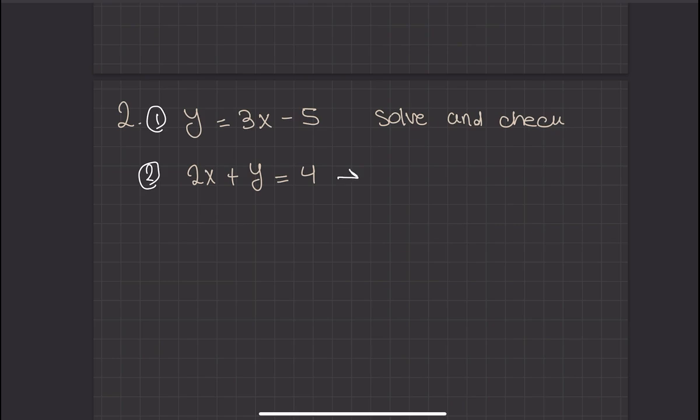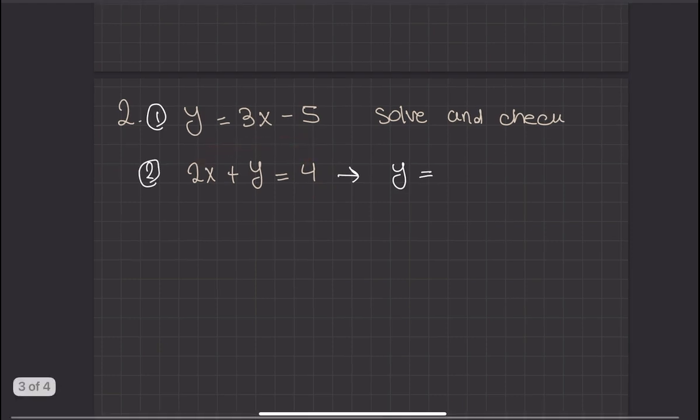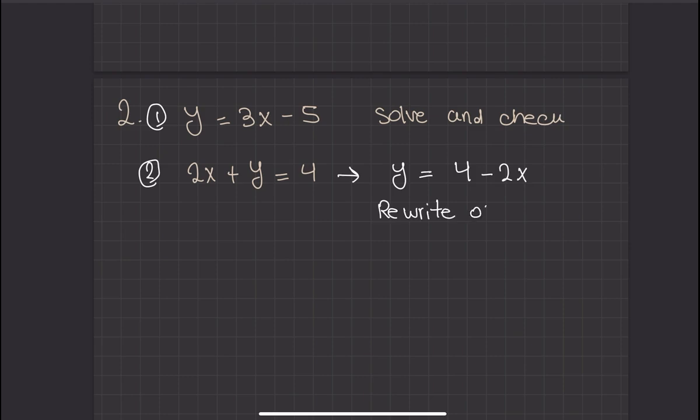So what I'm going to do is write positive y. I'm going to keep the 4 here, but I'm going to move the 2x to the right side. Remember, 2x here is positive 2x, so when it goes to the right side, it becomes negative. So the result would be 4 minus 2x. And this is the rewritten form of equation 2.